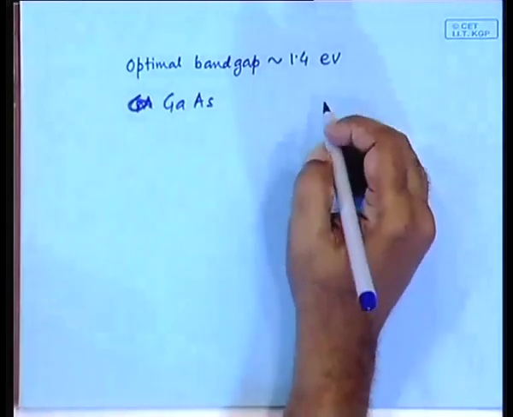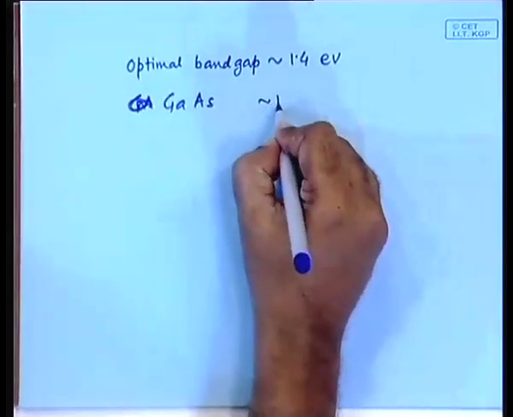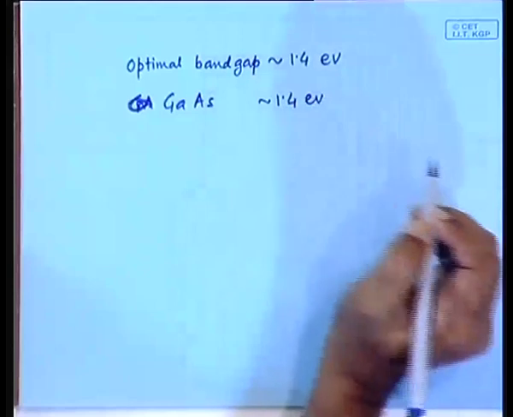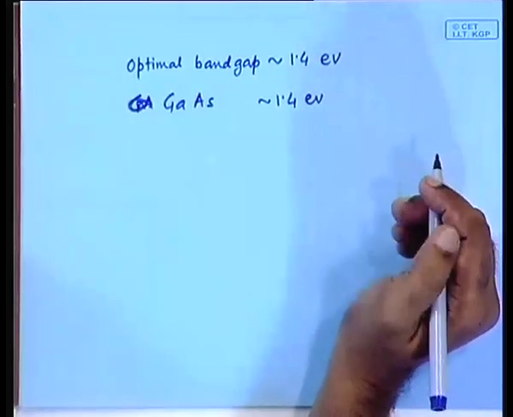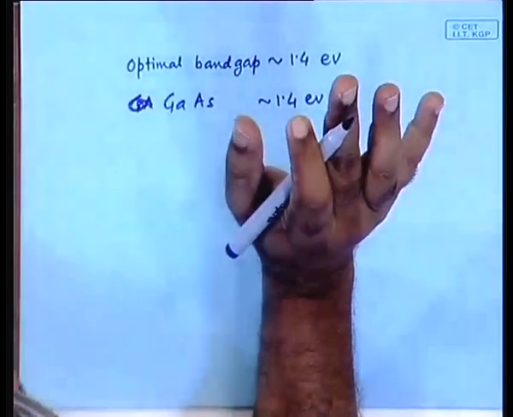Gallium arsenide has a band gap of approximately 1.4. So, this is one good choice for a material. Yes, it is a good choice, and gallium arsenide solar cells are in operation and manufactured. They are available in the market, though none is being manufactured within India, but they are available.